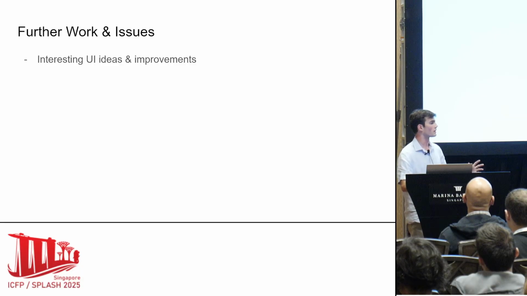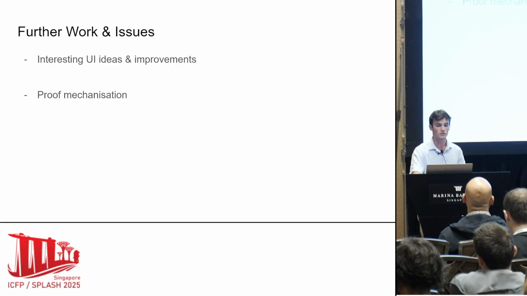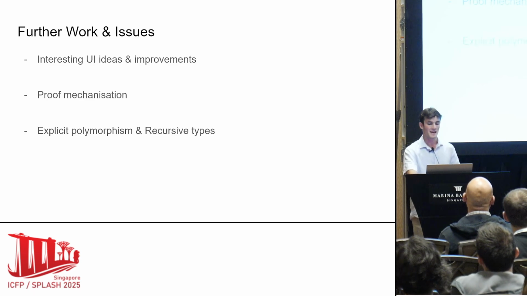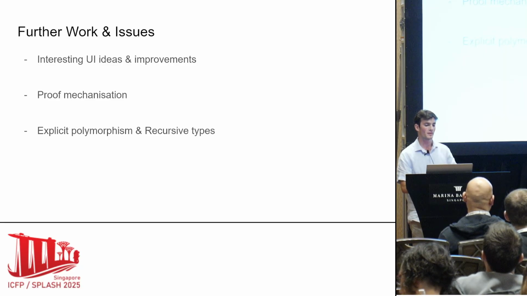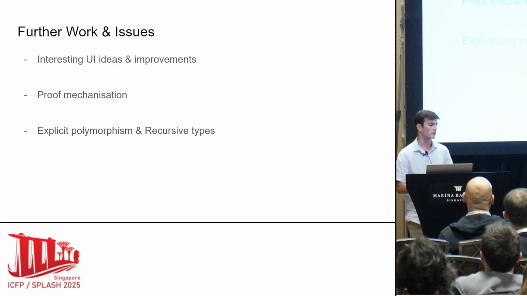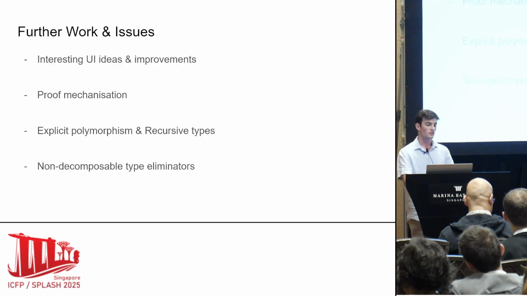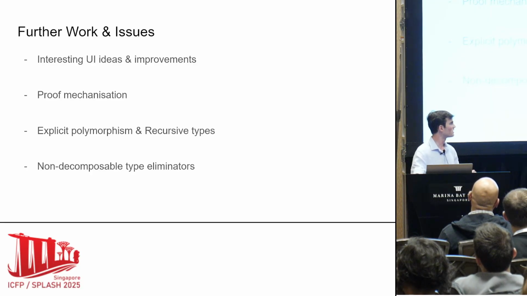So this could be things like let bindings. I also want to mechanize my proofs because at the moment they're all a bit hand-wavy. And the implementation partially works for polymorphism and recursive types, but the meta theory needs a bit of extending for that. And there's also some pretty difficult issues when you have type eliminators.